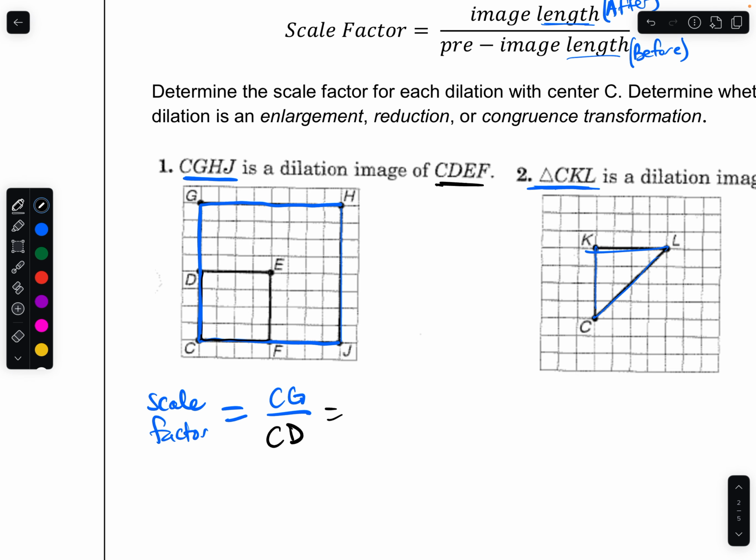All right, so that's going to equal CG. You can count up how long it is. It's 8, and CD is 4 units long. 8 over 4 reduces to just 2. So our scale factor is 2, where all the lengths are being doubled in example 1.